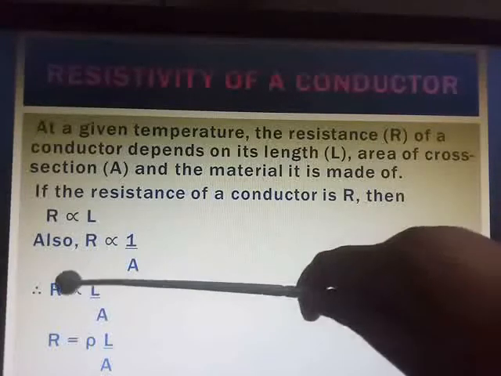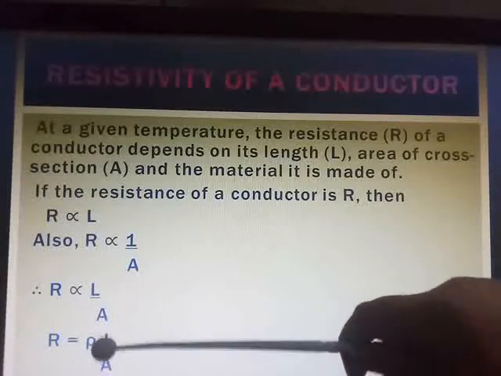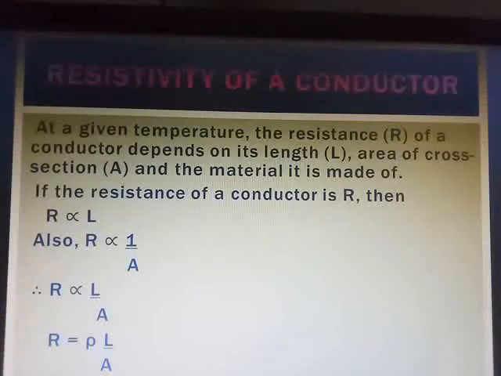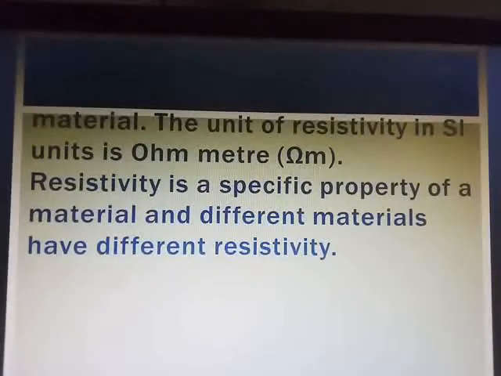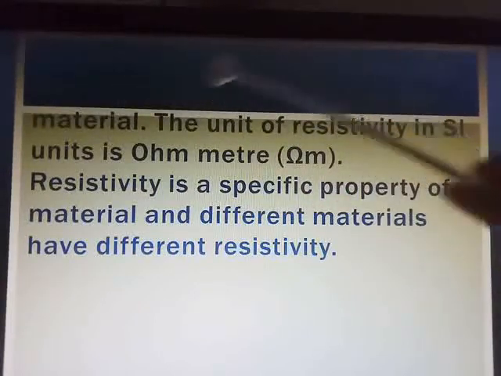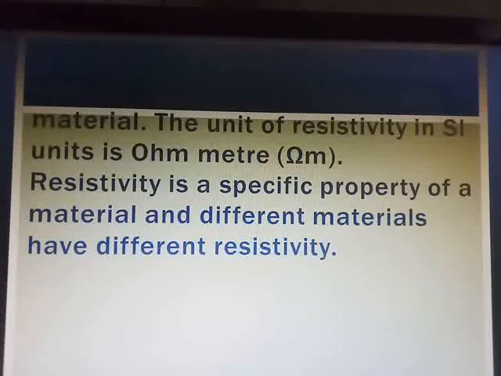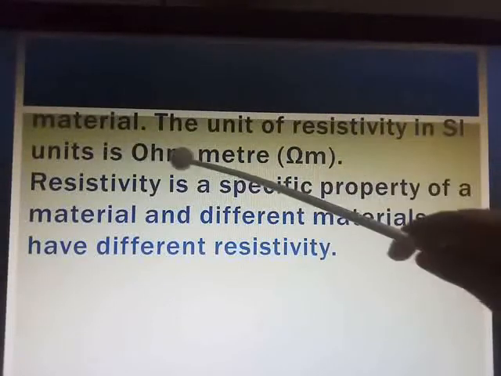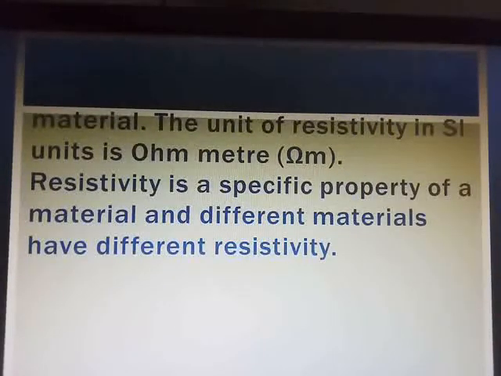To remove this proportionality sign, you take rho as the constant of proportionality. So, rho is the constant of proportionality and is called the resistivity of the material. The unit of resistivity in SI units is ohm meter, which is denoted by this sign. Resistivity is a specific property of a material and different materials will have different resistivity.